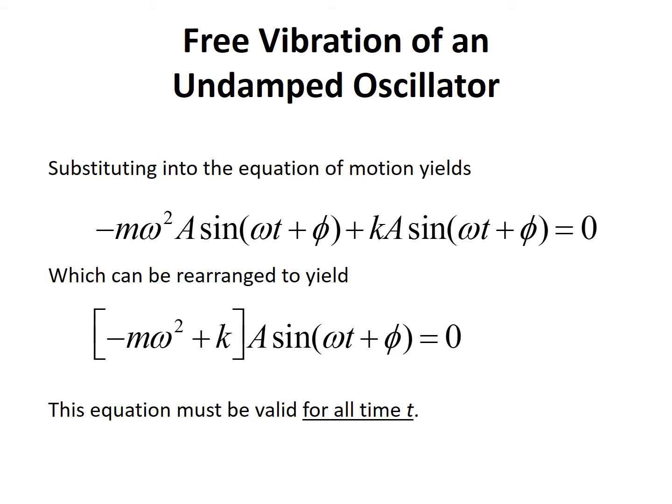equals 0. Now the key part of this equation is that, to be the solution of the original differential equation, it must be valid for all time t. And we note that the harmonic function sine of omega t plus phi oscillates between an amplitude of minus A and plus A over time. And so the only way in which this equation can be valid at all times is for the expression within the square brackets to be equal to 0.